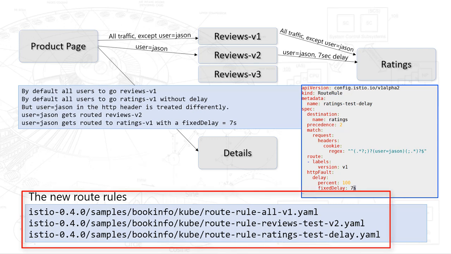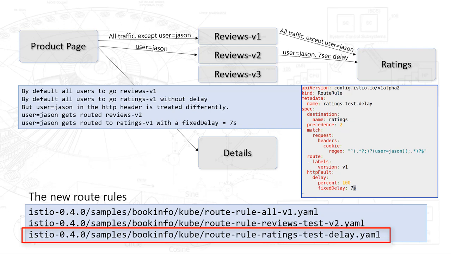But the one I want to highlight is the last one, route rule ratings test delay. Notice here towards the bottom it says HTTP fault delay percentage 100% of the time. I want you to delay 7 seconds before the reviews can reach out to the rating service. So that's where the delay takes place. We'll take a closer look in the browser to verify this. The other thing to notice here is that in fact it only does this when the user equals Jason. So that kind of explains how this works. Let's go ahead and see it in action.